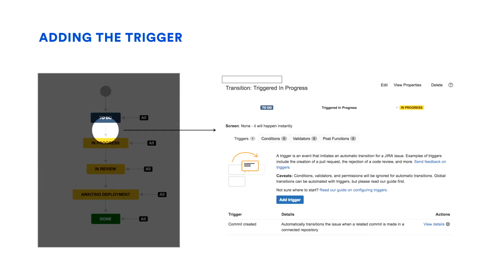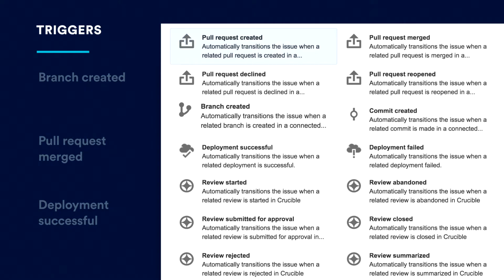So to add the trigger, if you haven't worked it out, you're clicking on that little grey arrow inside of the workflow, and then it's pretty self-explanatory from there how to add a trigger to automate a lot of the issue transitions in your team. The three that Tokes uses and swears by, finds super useful, are the branch created, the pull request merged, and when a deployment is actually successful, to update that and move it into the final column.